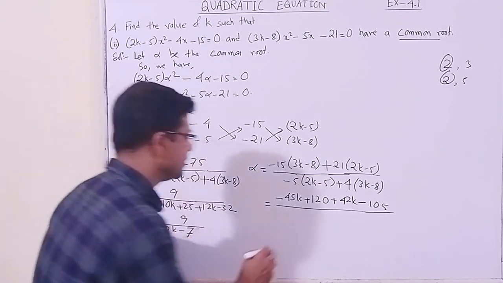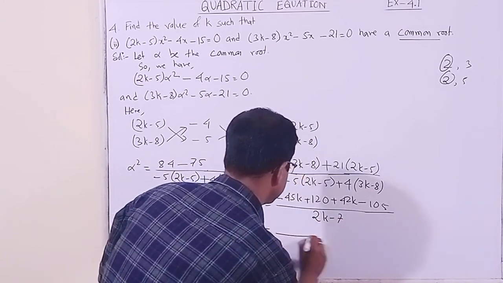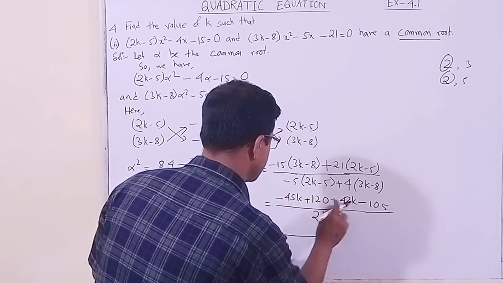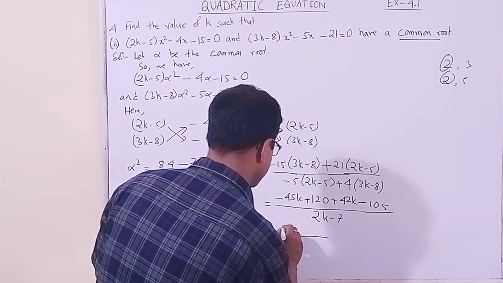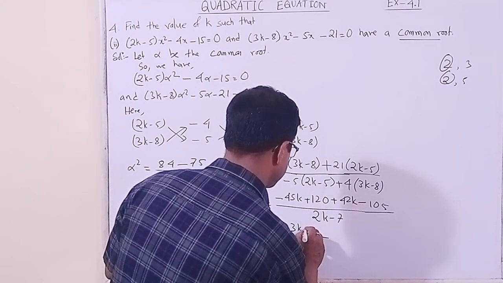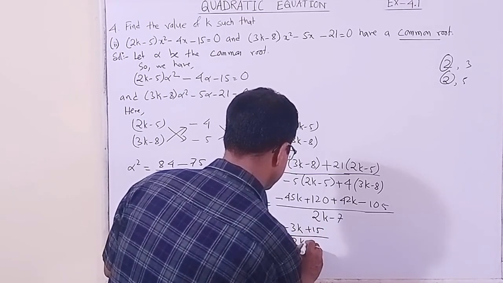This is twice k minus 7, twice k minus 7. So let us simplify this. For this it is minus 3k, this and this are like terms, minus 3k, and 120 minus 105 is plus 15. Okay, this is twice k minus 7.